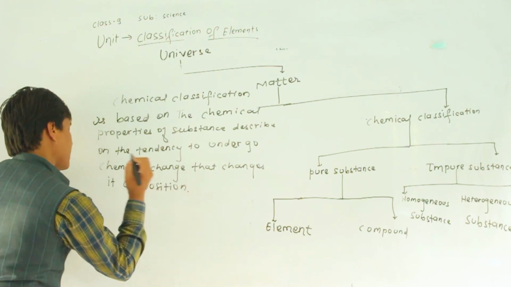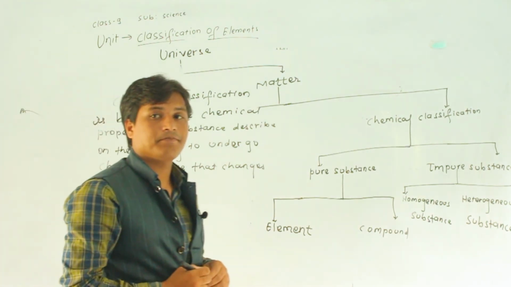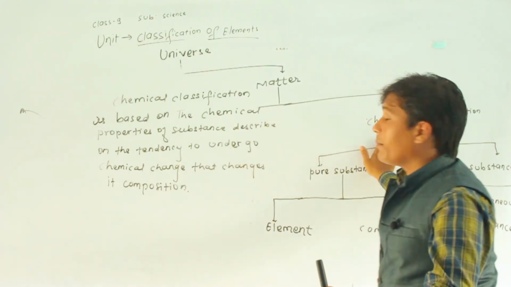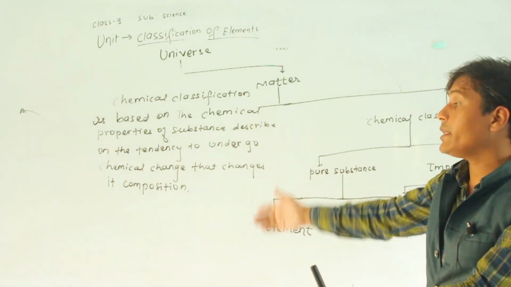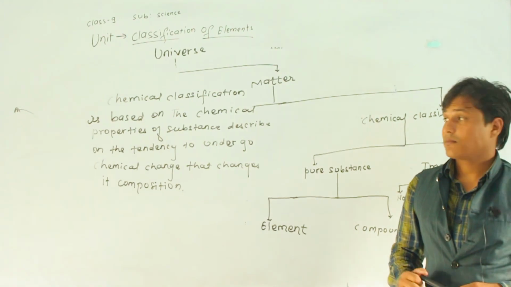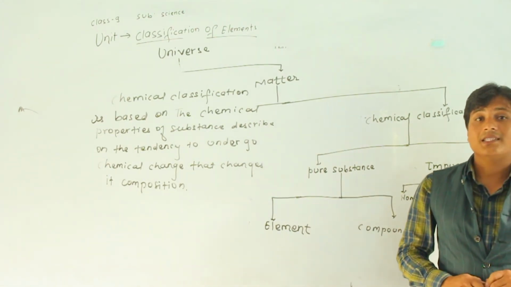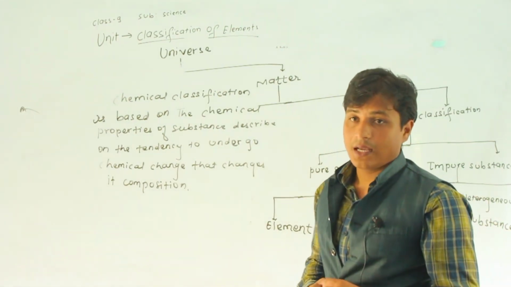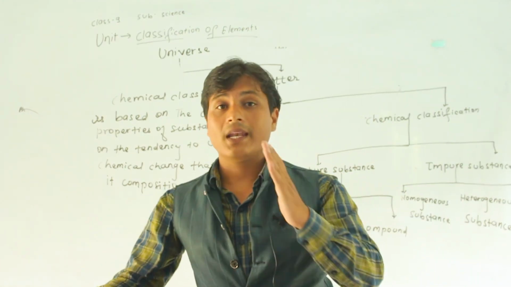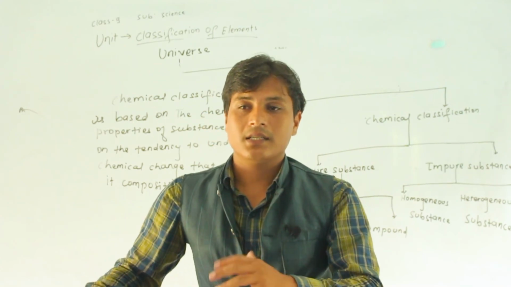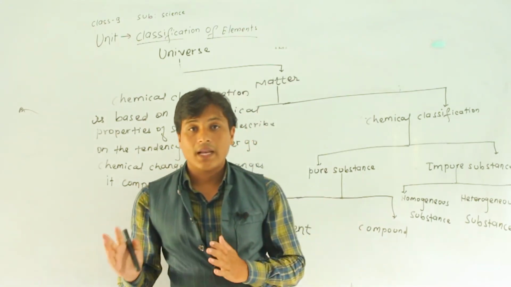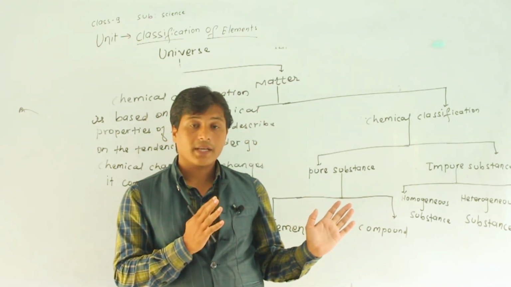Okay, I am going to explain it. Please listen to me. Chemical classification is based on the chemical property of a substance, described by the tendency to undergo chemical change. What do you mean by chemical change? Chemical change means two elements or two substances, when they react chemically, change into a different substance whose property is different from the previous.